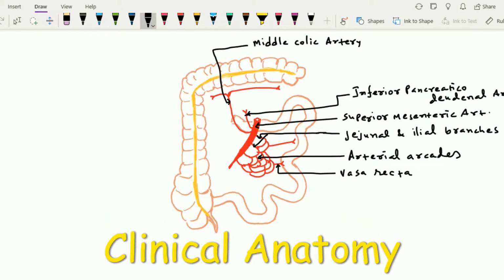As the middle colic artery is present within the right side of the transverse mesocolon, that's why the exposure of the transverse colon should be done by penetration from the left side of the transverse mesocolon.